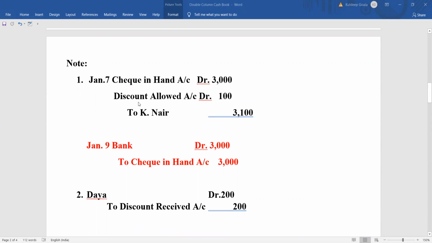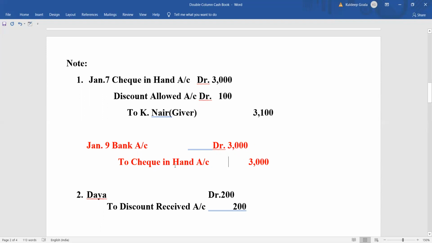Okay. If there is any discount related to that, it will be discount allowed account debit to the giver. Whoever the giver is, it will be relating to that. Okay. Here, KNIL, it is a previous day's question, right? He was the giver. So that is why that giver's name will come, right? And the day we deposit this cheque in the bank, it will be bank account debit, because the cheque is going in the bank, so it comes in debit. Okay, or you can take bank as a personal account also. If you take bank as a personal account, you can tell bank is a personal account receiver, so bank account debit, right? Bank account debit to cheque in hand account, isn't it? Bank account debit to cheque in hand account. So this is a very important entry. These two entries are very important.